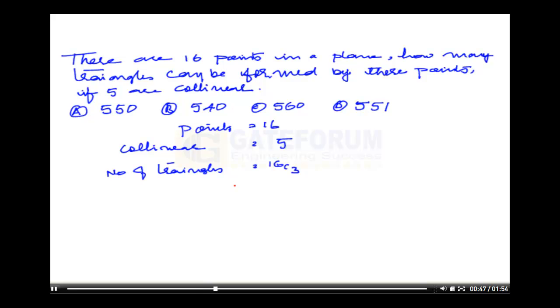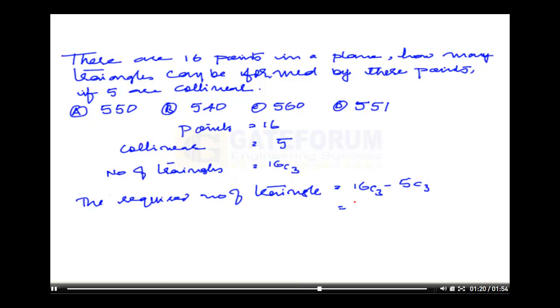But there are 5 points which are collinear. Therefore, triangles formed out of these 5 collinear points are not triangles. Hence, the required number of triangles is equivalent to 16C3 minus 5C3.